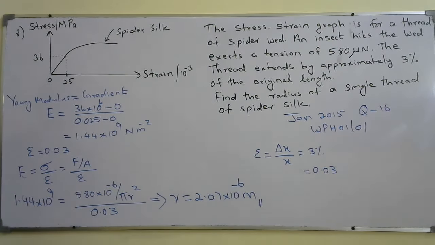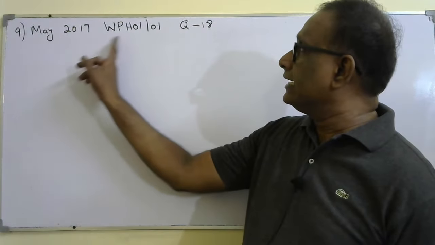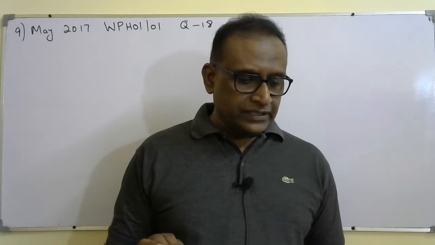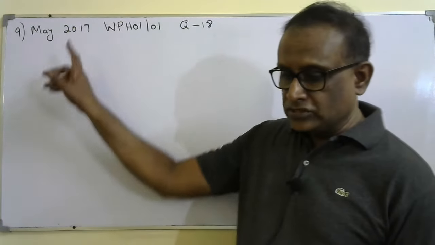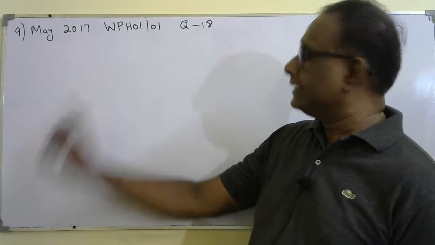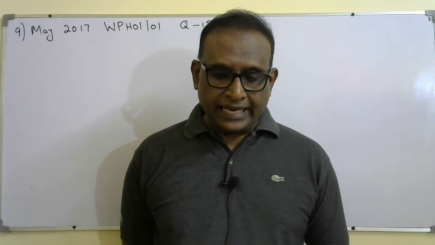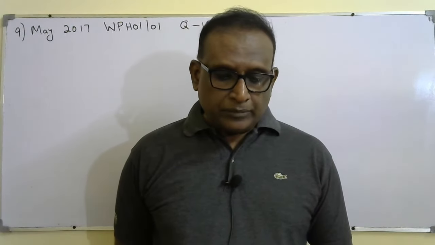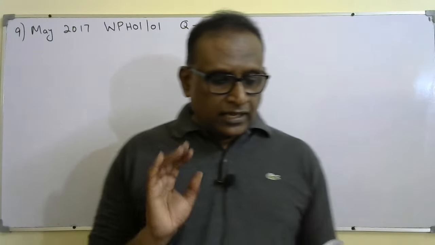Okay, so the next question, May 2017 WPH01 IAL paper, that is question 18. There are 3 diagrams given when a flea jumps. I'm not writing the question, so you can see the exam paper, May 2017 WPH01 question 18. In an investigation of a jump of fleas, measurements were taken from a high-speed video. The body of a flea can provide a maximum power of 660 watts per kilogram.